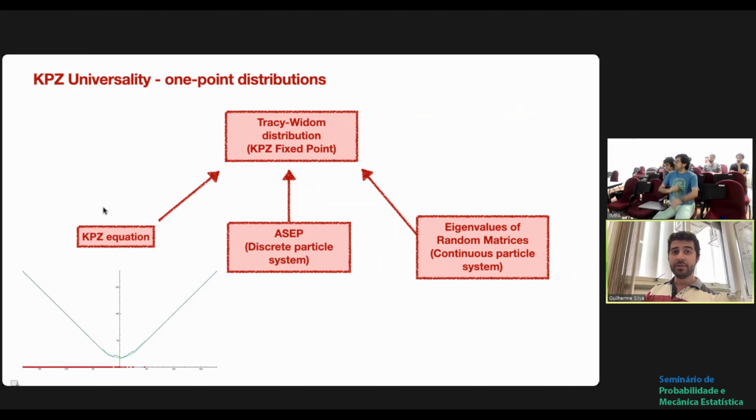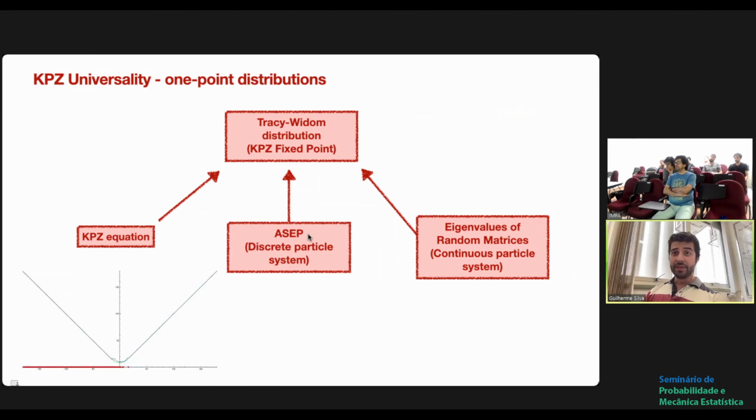And as I mentioned to you, essentially this result of Amir, Corwin and Quastel is saying that the KPZ equation belongs to the KPZ universality class, in the sense that the 1-point distribution of the KPZ equation in the large time limit, after appropriate scaling, converges to the Tracy-Widom distribution.